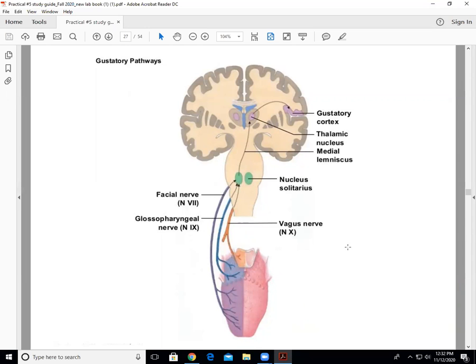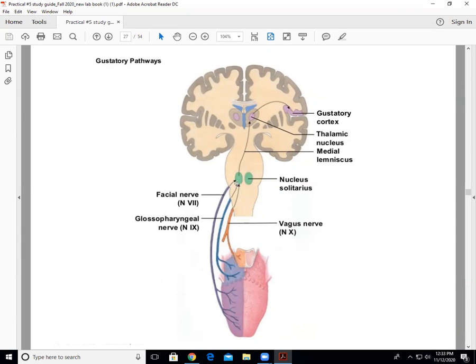Okay, so we're going to start special senses with gustatory pathways. This is pathways for taste. All right, so again, you have your tongue. You have some different cranial nerves that are involved in getting information to your brain. You have your vagus nerve, which is cranial nerve 10. Glossopharyngeal nerve, which is cranial nerve 9. Facial nerve, which is cranial nerve 7.